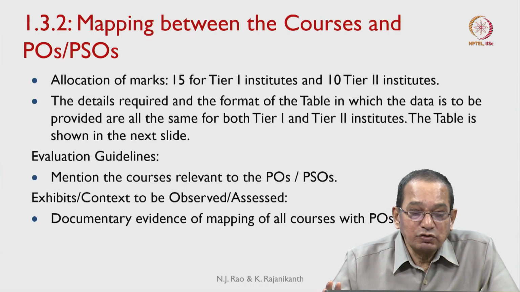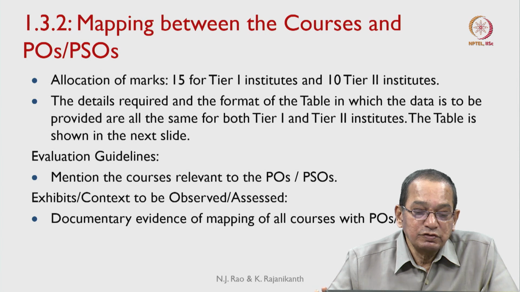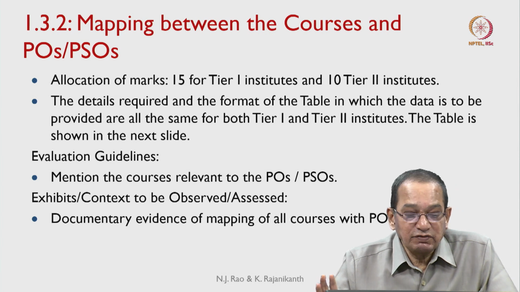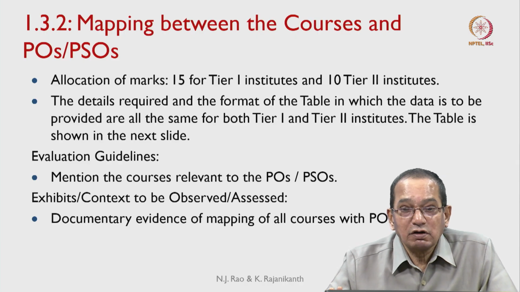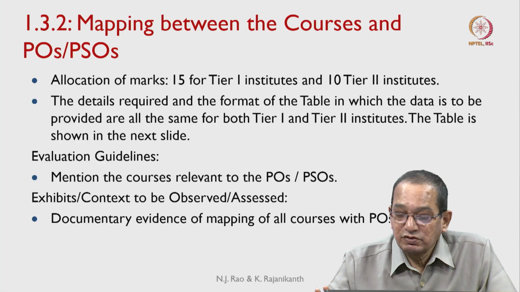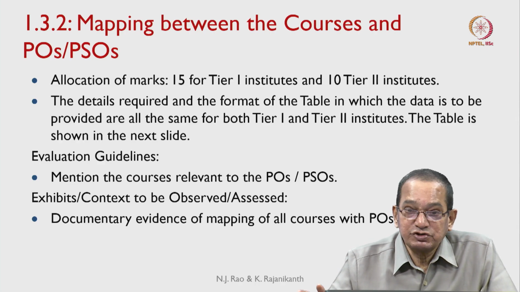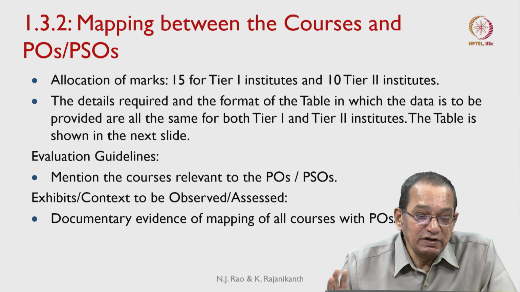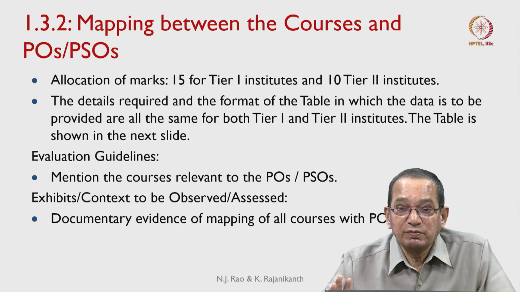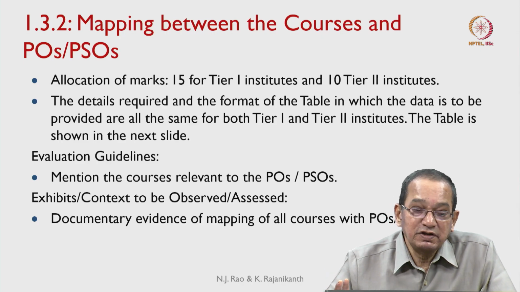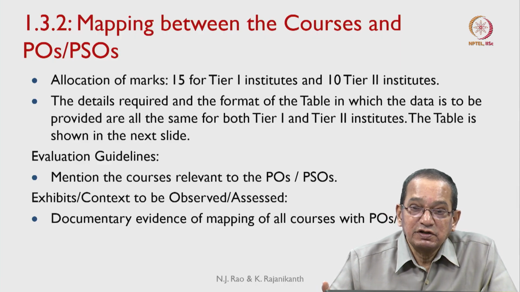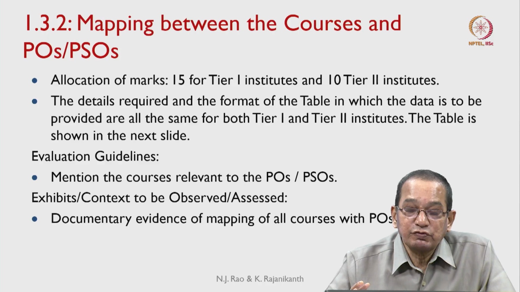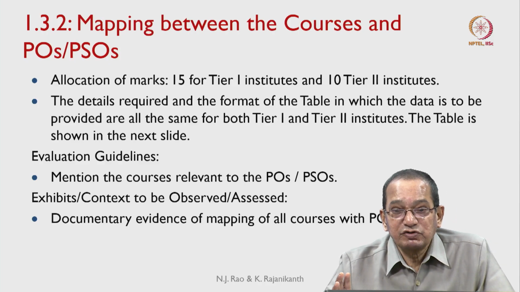Mapping between the courses and POs and PSOs: 15 for tier 1 and 10 for tier 2 institutes. The details required and the formats of the tables in which the data is to be provided are all the same for both tier 1 and tier 2 institutes. This table is shown in the next slide, and it shows the way that the department has to map the courses with POs and PSOs. That means essentially the mapping between COs, course outcomes, and POs and PSOs.